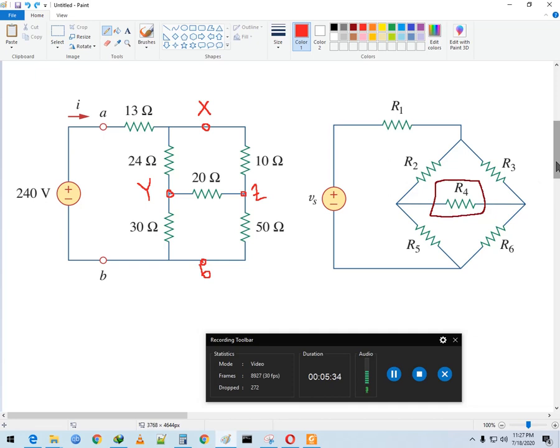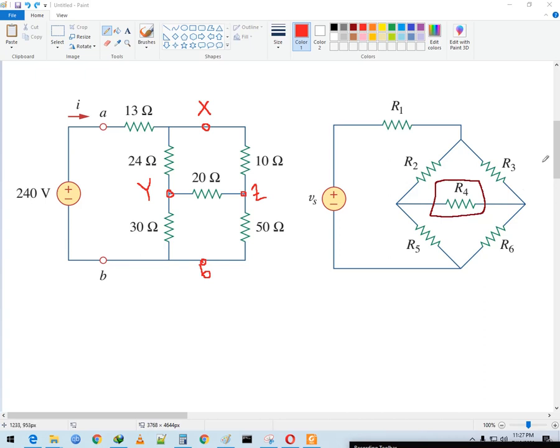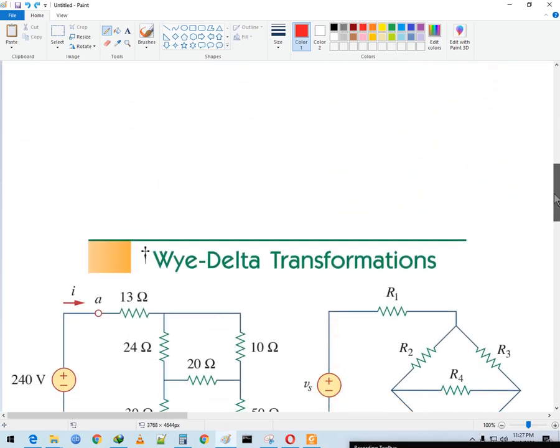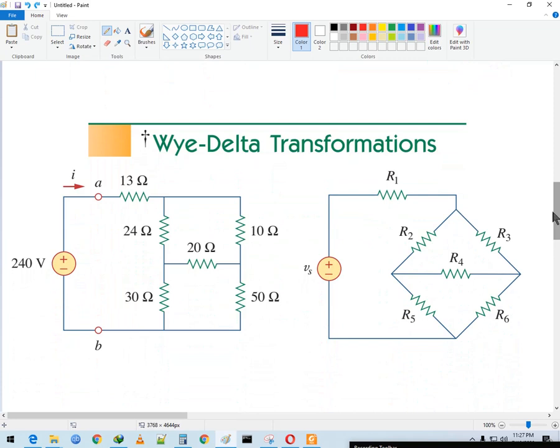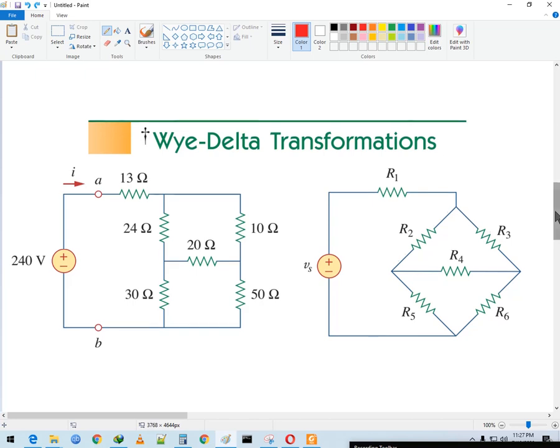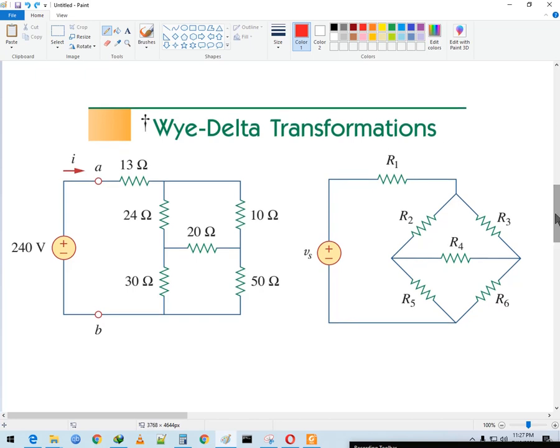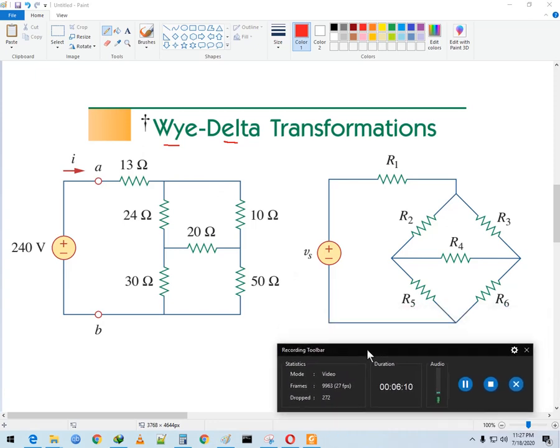So in order to solve this kind of problems, because there are no series elements and no parallel elements, we need to learn a new technique known as Wye-Delta transformation. Before starting this topic, I was showing this problem to let you understand why this kind of transformation is necessary. In order to solve this kind of problem, we cannot find I without Wye-Delta transformations. That's it.